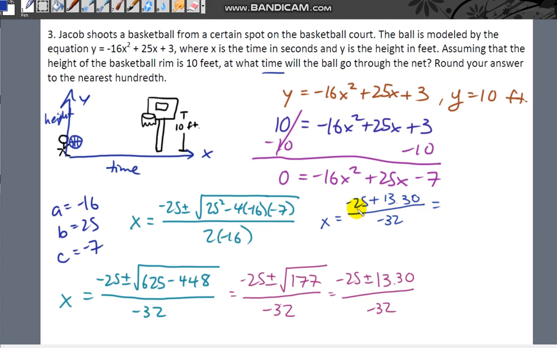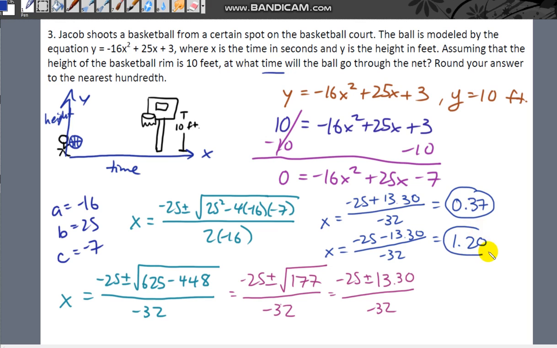Negative 25 plus 13.30 divided by negative 32 is going to be 0.37. Now we have to do the other one. So x equals negative 25 minus 13.30, divided by negative 32, which should be something like 1.20. This looks a little bit interesting. Now we have two x values that are positive.